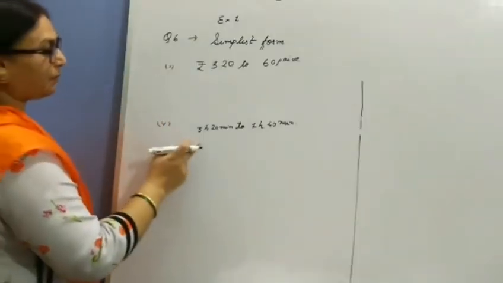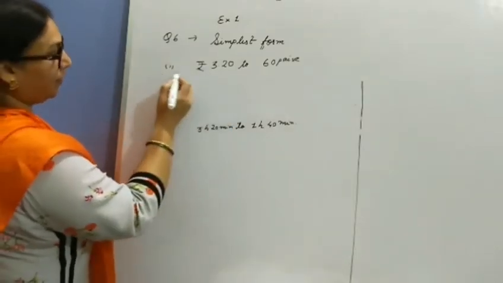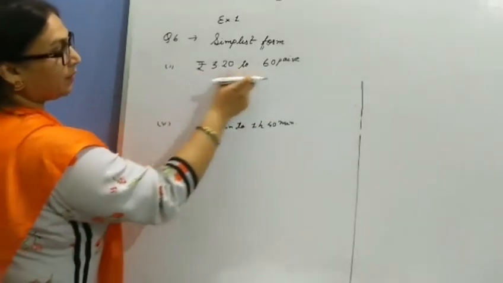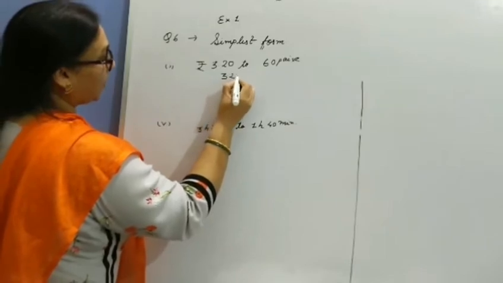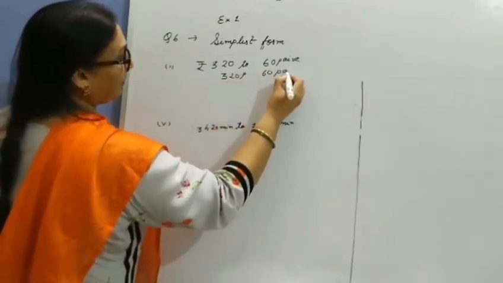Again the same type of sums. Question number 6. Write the ratio in simplest form. Question 1. Rupees 3.20 to 60 paise. Step 1: convert them into the same units. So 3 rupees 20 paise becomes 320 paise is to 60 paise.